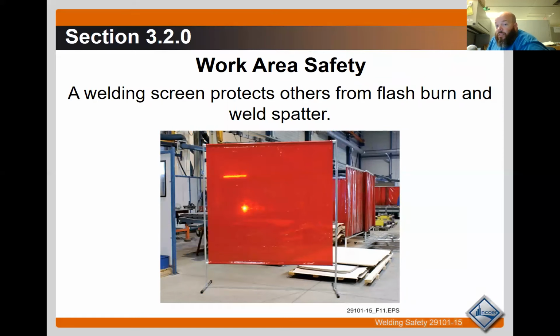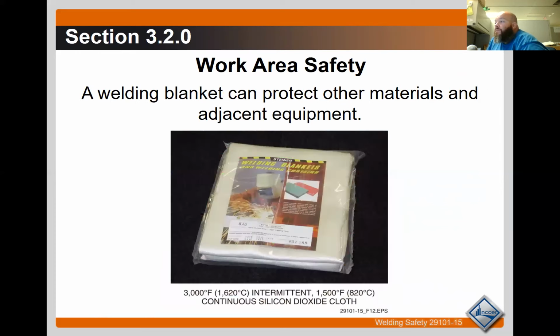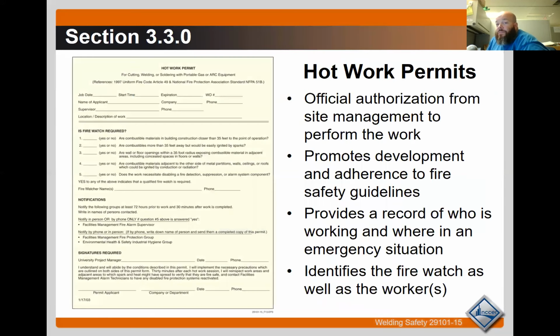Also, good housekeeping is going to be the number one thing that we can do to help keep the area safe. Okay, that includes keeping stuff picked up so that there's nothing on the floor that could be a trip hazard. Rod stubs, metal, anything like that. We want to make sure that we keep our shop clean and keep things in their place and organized. Just helps to keep a safer work environment. Okay, a welding blanket can protect other materials and adjacent equipment. So you'd put this over anything that you wanted to protect from the sparks.